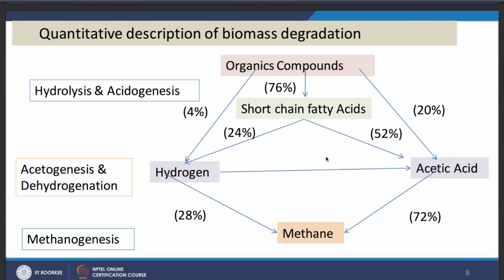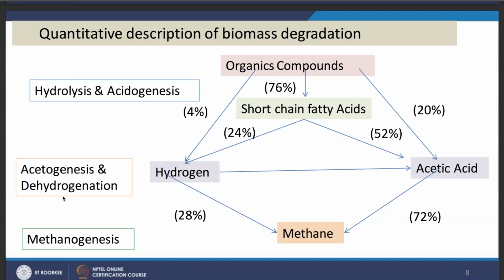While if you are subjecting microbes to combine hydrogen and CO2 for making methane, they are less efficient but still comparable to the first type of microbes, and they convert almost 28% of the available hydrogen into methane, right?